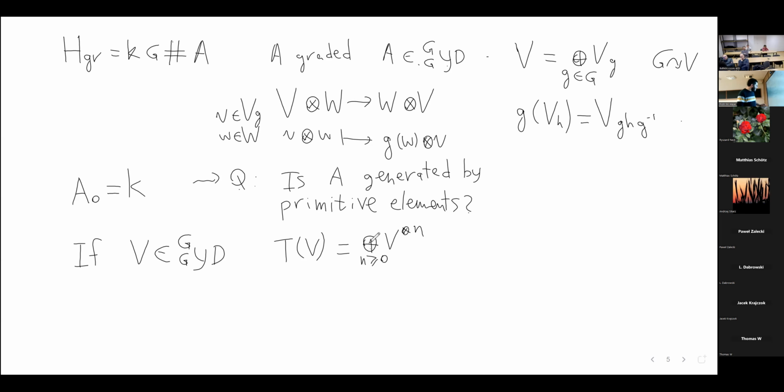How is this T of V a Hopf algebra? Well, I just declare that delta of v is v tensor 1 plus 1 tensor v. So just the primitive elements, and I extend by multiplicativity.